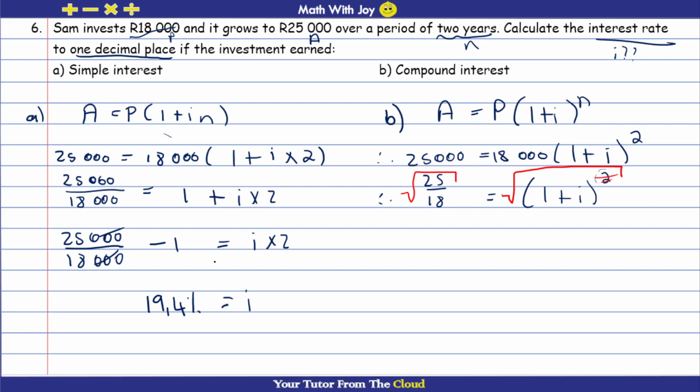So I continue. I have the square root of 25 over 18 equals 1 plus I. The 1 has to subtract this side. So I say the square root of 25 over 18 minus 1. Make sure the 1 is outside the root, equals I. Then I'm going to punch all of that into the calculator. I will get an answer that is a decimal. So 25 over 18. Make sure in your calculator you put the root. You put the minus 1 outside the root as well. You should get 0.178511302. That is your interest as a decimal. We times it by 100 and we round it off to one decimal to get 17.9%.